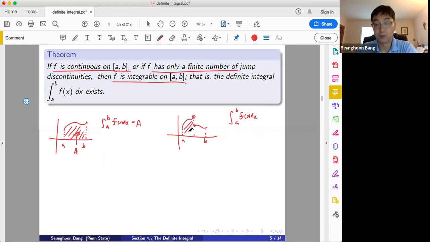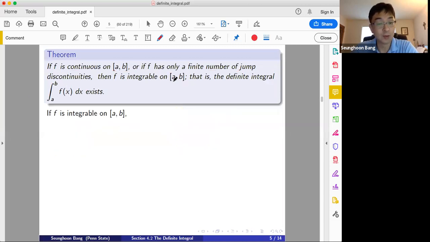This is already true. The next tip: if the function f is integrable on the interval [a, b], then the integral from a to b of f of x dx, you can use this definition, which is exactly the same as the definition of area in section 4.1: the limit as n approaches infinity of the summation from i equal to 1 to n of f of xi star times delta x.